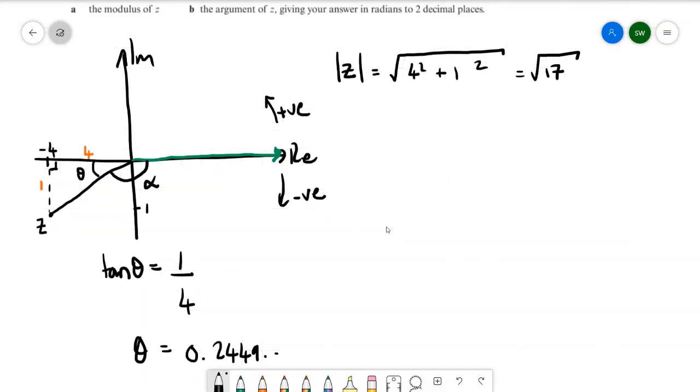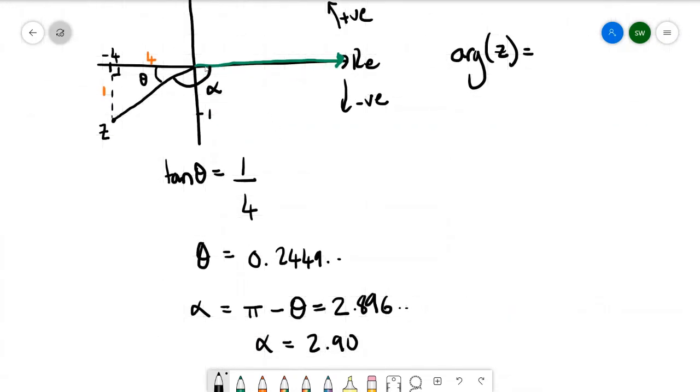So now we can write down what the argument of Z is. So we're turning from the green line, from the positive real axis. We're turning by an angle of alpha. So it's 2.90 to 2 decimal places. But we're turning in the negative direction. So it's going to be minus 2.90.